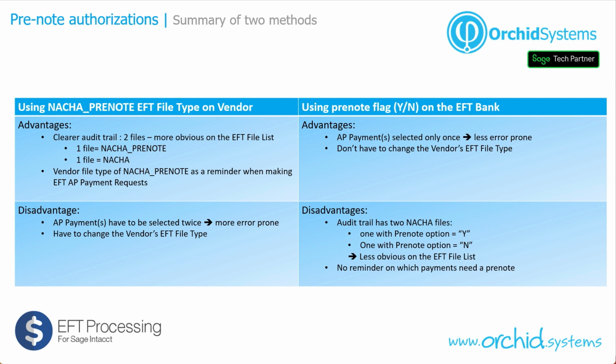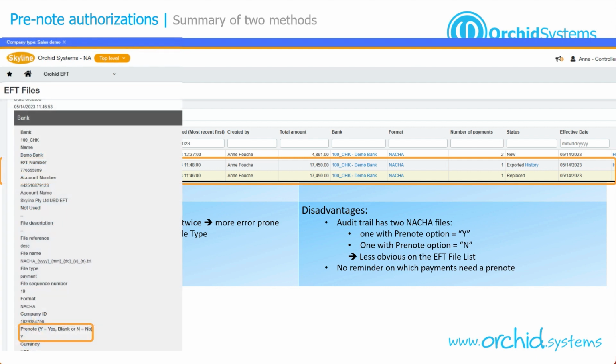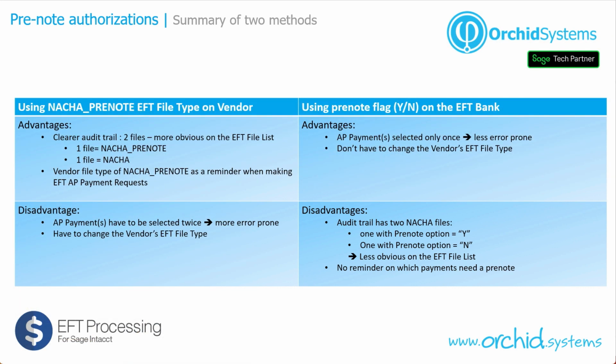But using the prenote flag yes and no on the EFT bank, the AP payments only need to be selected once. But on your audit trail, you'll have two files with the Nutcher type, and if you look in the details, one says the prenote option was yes, and one says the prenote option is no, but it's a little less obvious on the EFT file list. And when you come to make the payments for these vendors, there's no reminder on which payments or vendors need a prenote file.